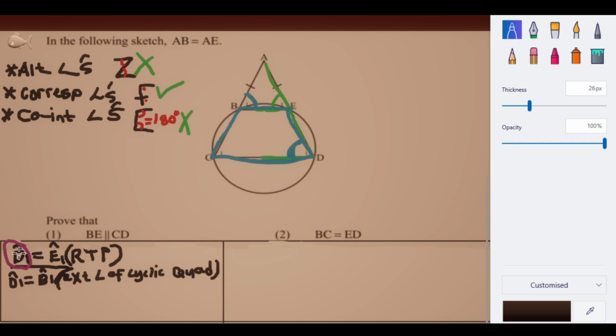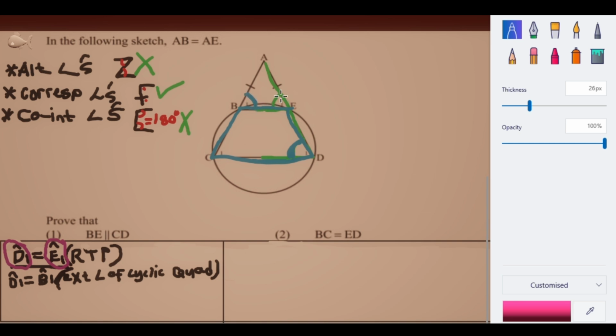One of our aims is done. Now let's go to angle E1. This is my angle E1. I want to prove that angle E1 is equal to which angle? I'm done with angle D1, now I move on to angle E1. Can you see that angle E1 must be equal to C1? Angle E1 is also equal to angle C1, but remember angle E1 is the same as B1.